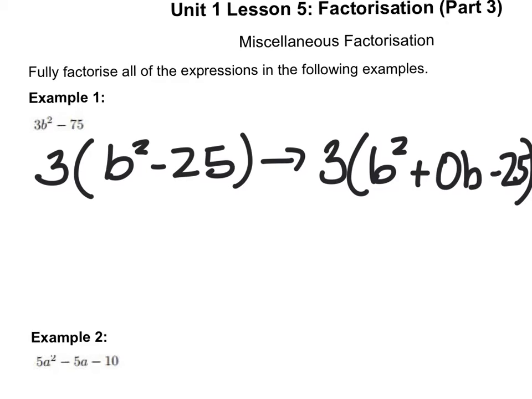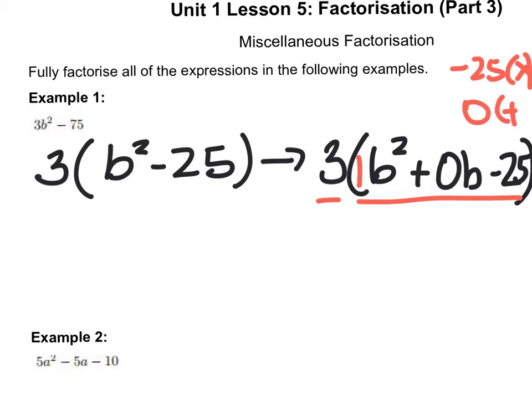Okay? Now I want to factor what's in the middle. I'm going to factor what's in the parentheses here, and then I'm going to stick the 3 onto the front of it. So if I look at it like that, I've written it, I've pretended that it's a trinomial. So I multiply the number at the front by the number at the end. So I need minus 25 when I multiply. And I need 0 when I add. So the question is, what two numbers multiply to give minus 25 and add to give 0? Plus 5 and minus 5.